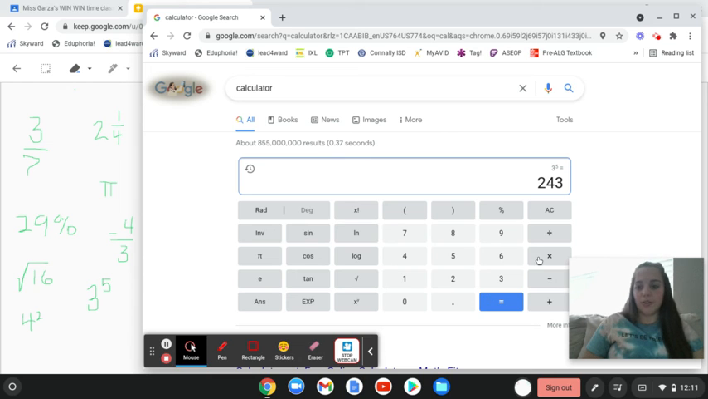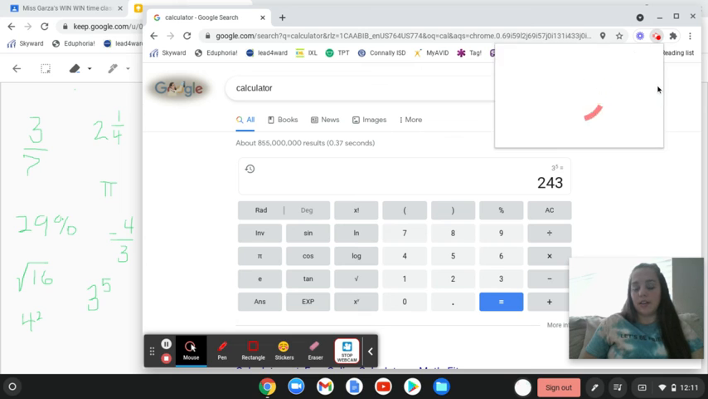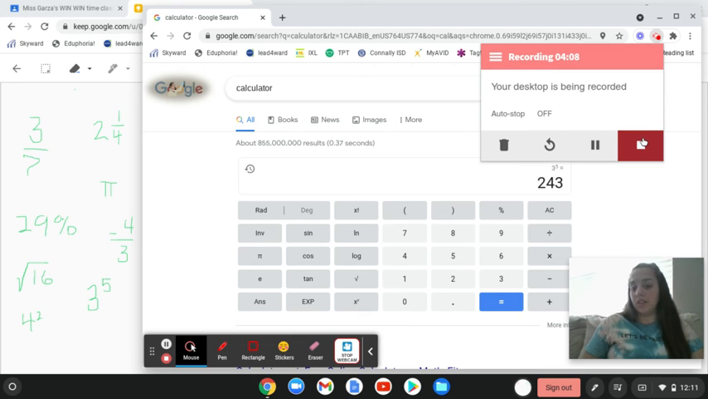All right, and that is how you use your Google Calculator. You will use this on your assignments for this week and next week and, well, whenever we have to use the actual computer.